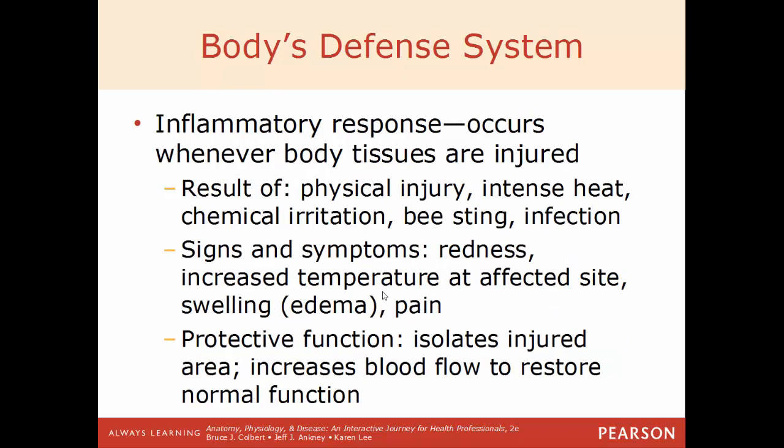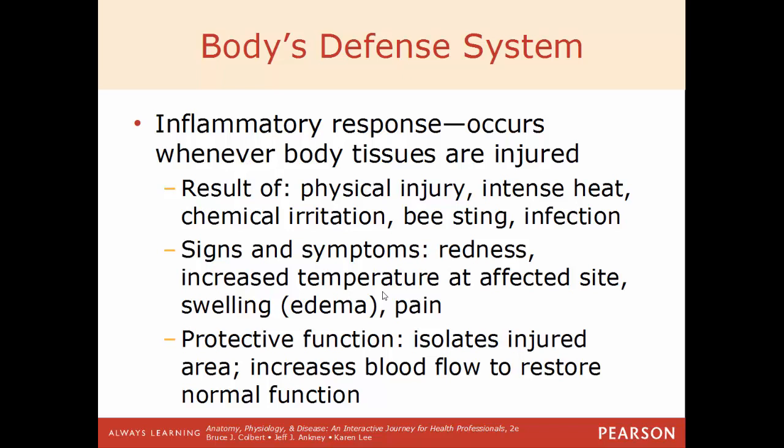The inflammatory response will occur whenever a body tissue gets injured. You'll get this from physical injury, intense heat, chemical irritation, a bee sting, or infection, for example. Very common signs of this kind of response: redness, heat coming off of that infected area, swelling, pain. And all of this is actually a good sign, even though it doesn't feel like it at the time.